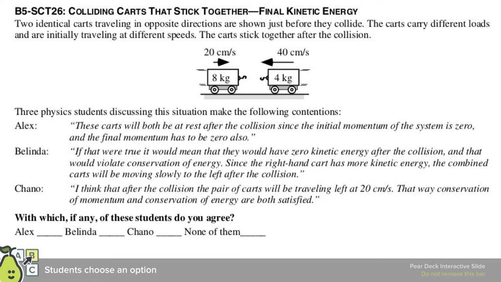Alex says these carts will both be at rest after the collision since the initial momentum of the system is 0, and so the final momentum of the system has to be 0 as well. Belinda says if that were true, it would mean that they have 0 kinetic energy after the collision, and that would violate conservation of energy. Since the right-hand cart has more kinetic energy, the combined carts will be moving slowly to the left after the collision. And Chano thinks that after the collision, the pair of carts will be traveling left, but at 20 centimeters per second. That way, conservation of momentum and conservation of energy are both satisfied. Which, if any, of these students do you think is correct?